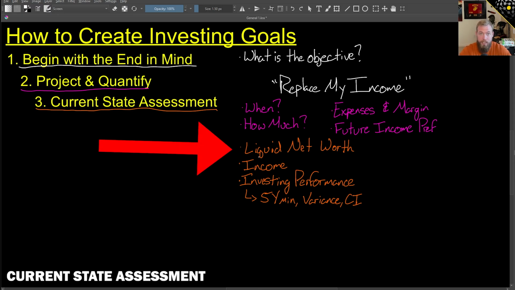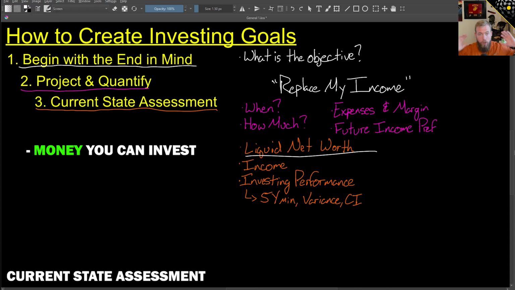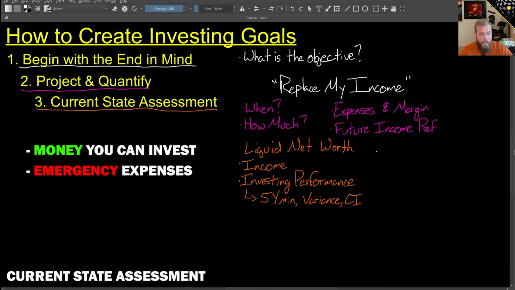So what's your liquid net worth? This is a super important question because this essentially becomes your investable income. This is your principal that we can invest. So when I'm thinking about liquid net worth, I'm talking about money you can invest, not all of the cash you have, because you're going to want some of that for emergency expenses and things like that. So liquid net worth in this context, I'm referring to the principal that you can invest.